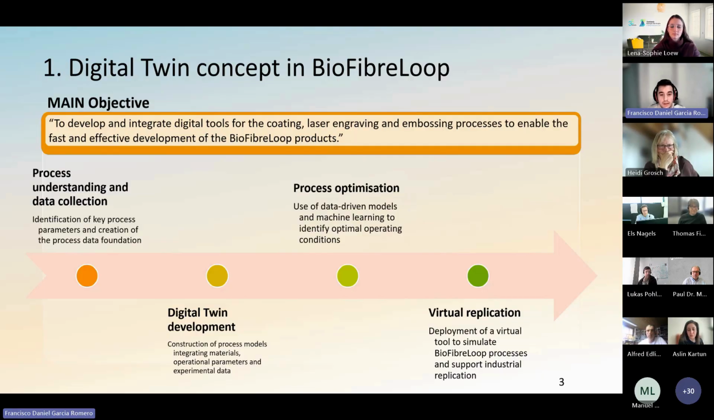Next, we will move on in the future. We are just starting to use data-driven models that will be applied to the digital twin, using machine learning to identify and optimize the optimal operating conditions of each of the processes. And finally, we will achieve the global virtual tool that will simulate all the key BioFibreLoop processes and will support its industrial replication, later in the project.